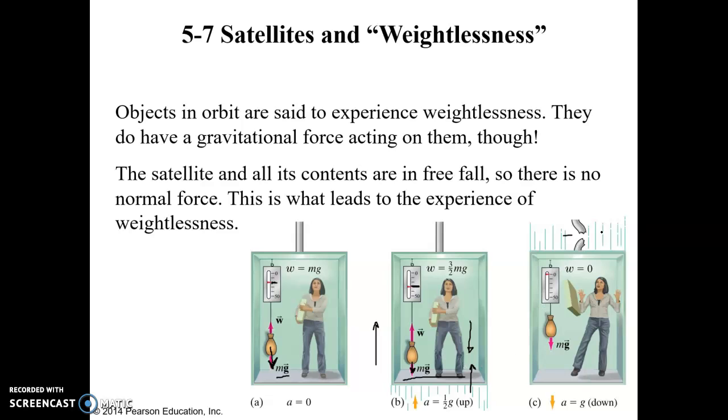And in the last case here, if the cable were to break, the elevator car itself is accelerating down at the same rate that she is accelerating down, the same that this weight here is accelerating down. Since everything is accelerating at the same rate, it gives the sensation that there is no weight. So the scale actually reads 0 here. So when the car accelerates up, she feels heavier. When it accelerates down, she feels lighter. If it's in a complete free fall, she feels completely weightless.